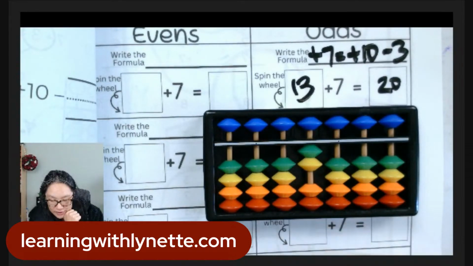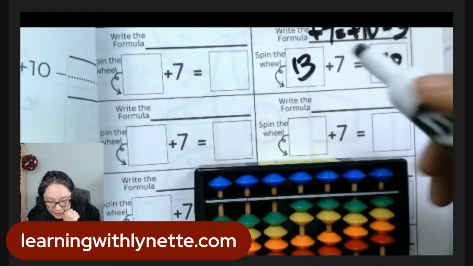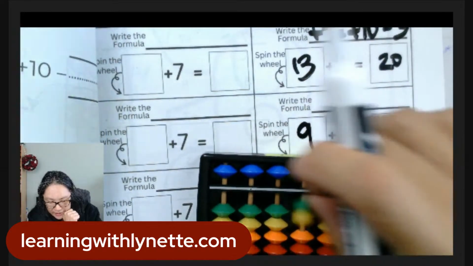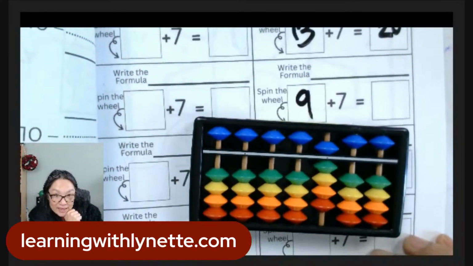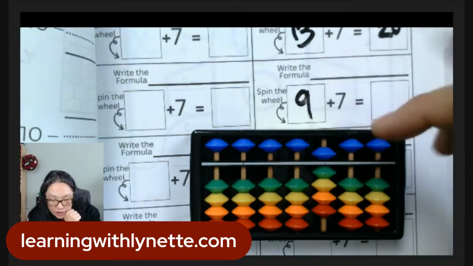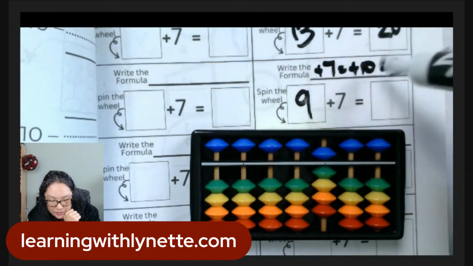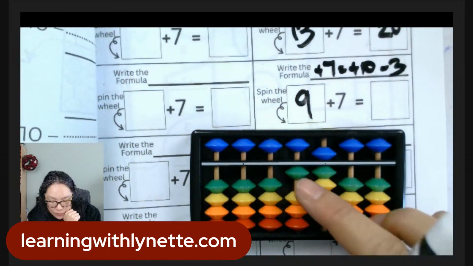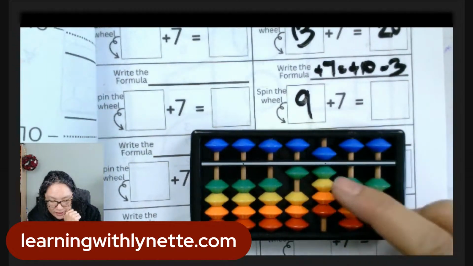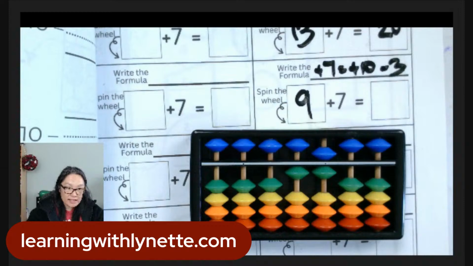So we can do another one. Let's do this one here. We do 9. So my question is 9 plus 7. When I add the 7, are there enough beads to add 7? I don't have enough beads to add the 7. I know that plus 7 is equal to plus 10 minus 3. So I'm going to plus the 10, 1, 0, and I'm going to minus the 3, and take away the 3. So my final answer is 16.